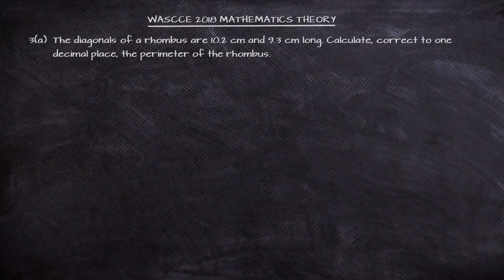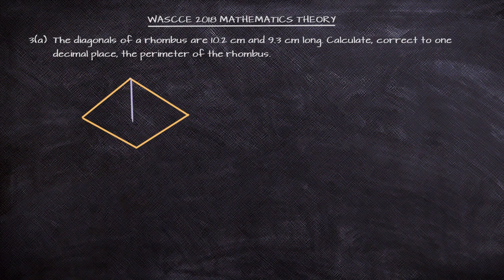Another question here. We are told that the diagonals of a rhombus are 10.2 centimeters and 9.3 centimeters long. So we have to find the perimeter of the rhombus. Now, understanding the properties of a rhombus will help us to solve this question. And the key property we need to understand is that the diagonals of a rhombus normally intersect at the middle at right angles, and at the point of intersection they are being divided into two.